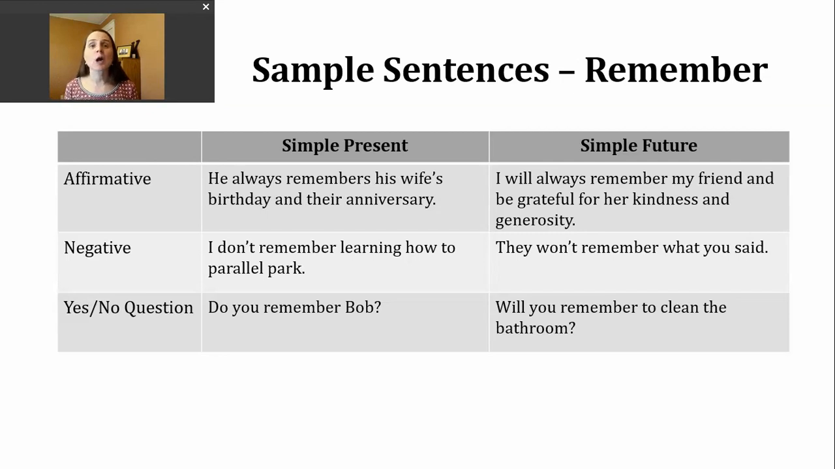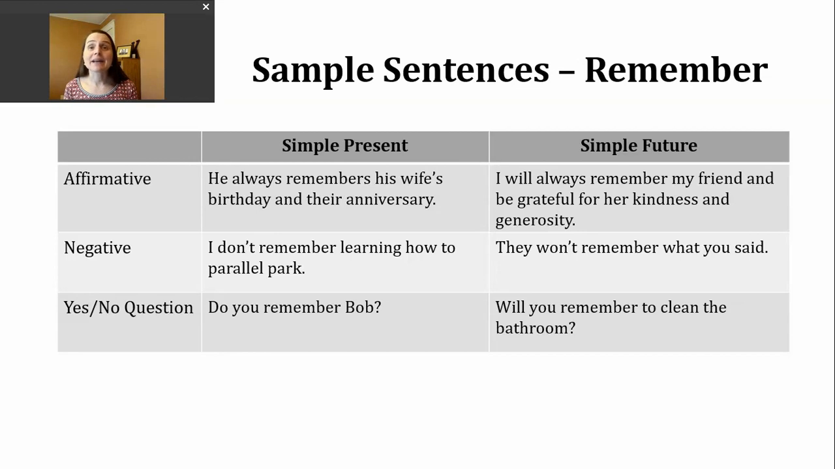So if our subjects are I, you, we, or they, then we're going to use do not and the base verb, or you could use the contraction don't and the base verb. If the subjects are he, she, or it, then we want to use does not and then the base verb. Or again, you could use the contraction doesn't and the base verb.